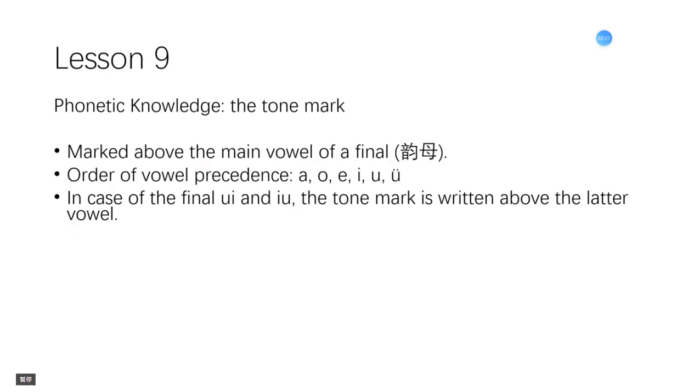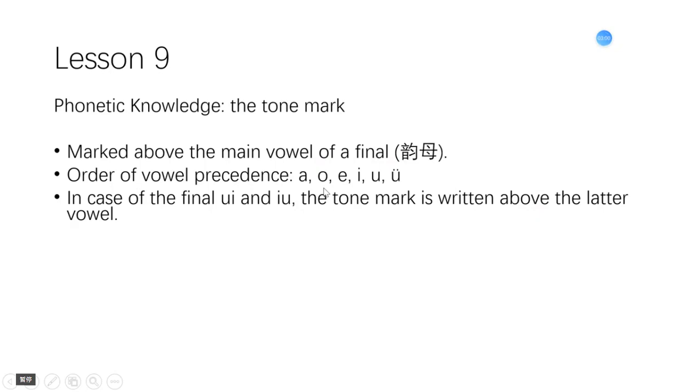Okay, so simply saying, the main vowel in the final is the vowel that sounds loudest. And when we pronounce the main vowel, we open the mouth widest. So that's the main vowel. And also there is a common order of the main vowel in Chinese. We say the order of vowel precedence. So the order is like this: a, o, e, i, u, ü. When we learn finals, this is the first line, the most basic ones.